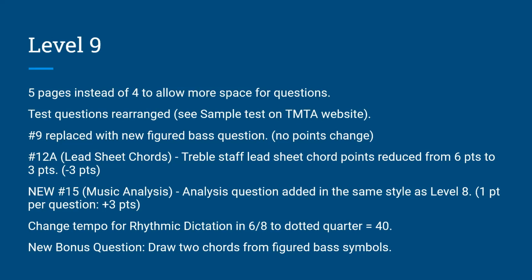And then we are changing the tempo for the rhythmic dictation in 6/8 to a dotted quarter equals 40. It was too fast for the students. It was too fast for the person trying to record it most of the time. And I'm hoping this will make it easier for students to comprehend and get hopefully the answers down more efficiently and more accurately. New bonus question will be drawing the 2 chords from figured bass symbols.